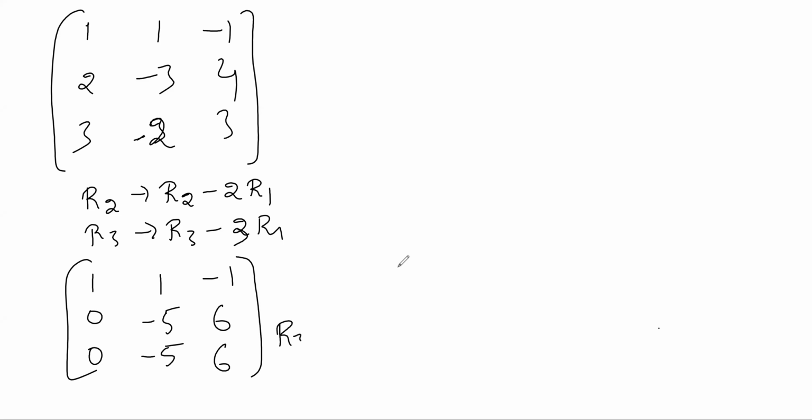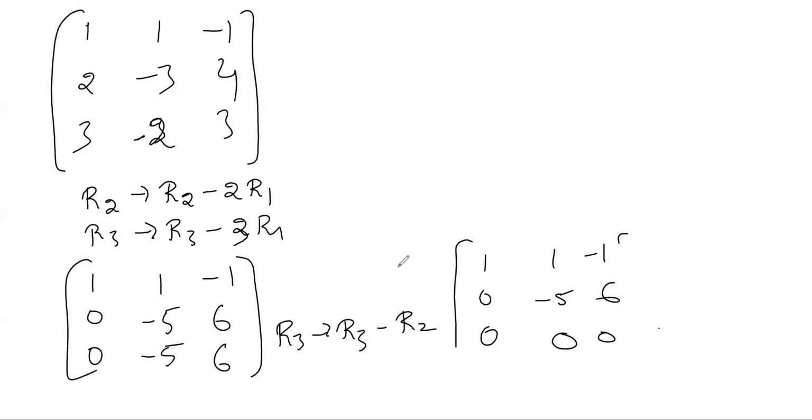Now you can apply R3 as R3 minus R2. Then, no need to change anything in the first and second row, they are as it is. 0, minus 5, 6. So this will be 0, 0, 0. So only two non-zero rows. That's why the rank of the given matrix will be equal to 2. Is it clear? Yes, sir.